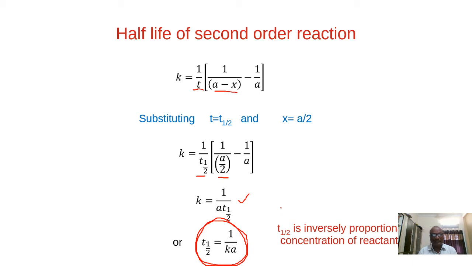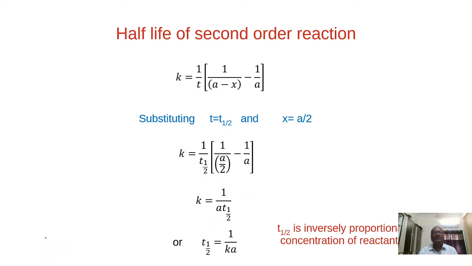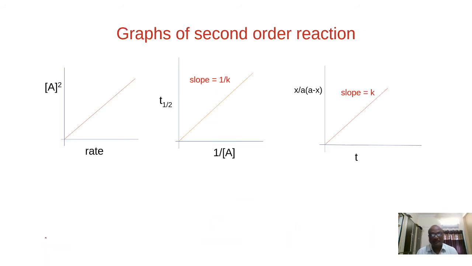That is very, very important. It means if the concentration increases by n times, T half decreases by n times. This type of relation is there between the half-life and concentration of reactants. Okay. Next we see the graphs regarding second order reaction.